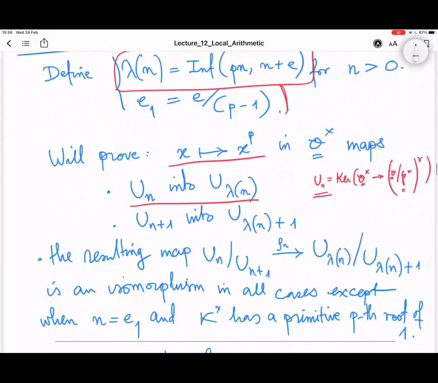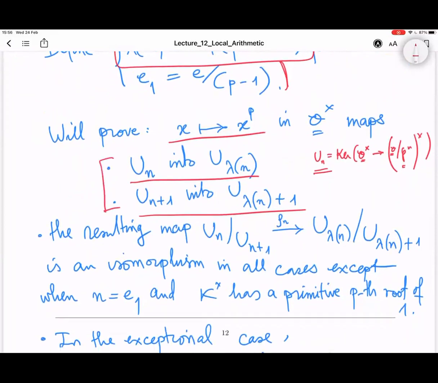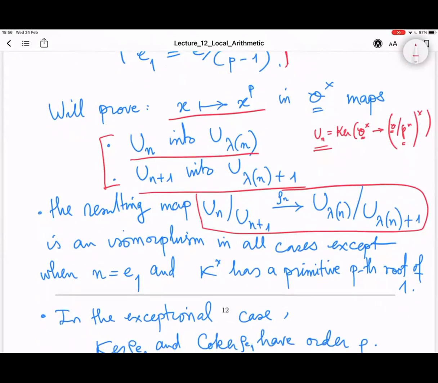And it takes U_{n+1} into U_{λ(n+1)}. So if it does these two things, then it induces this map from U_n modulo U_{n+1} to U_{λ(n)} modulo U_{λ(n+1)}. And the claim is that this is an isomorphism in all cases, except when n is equal to e1.